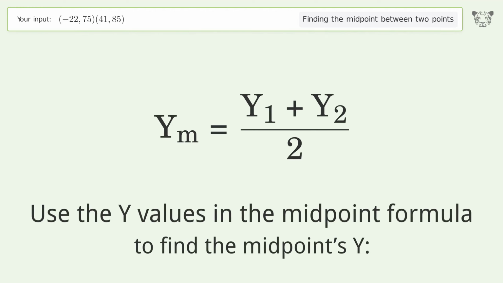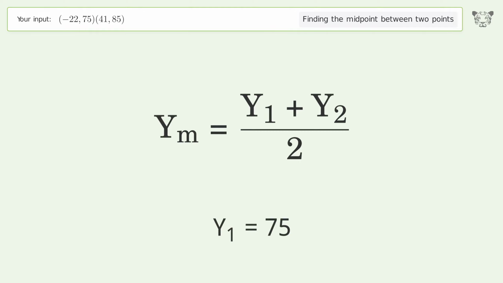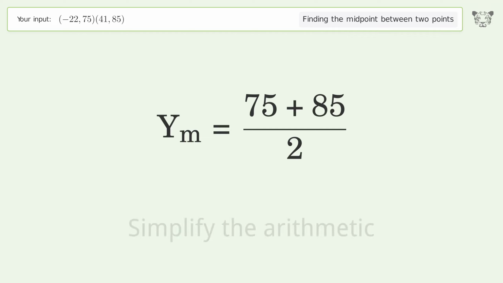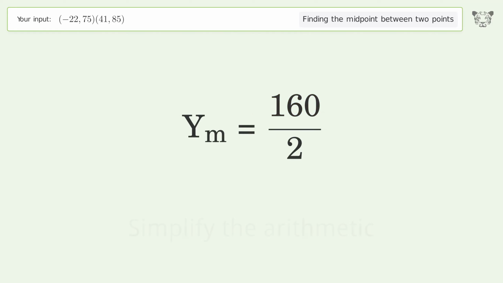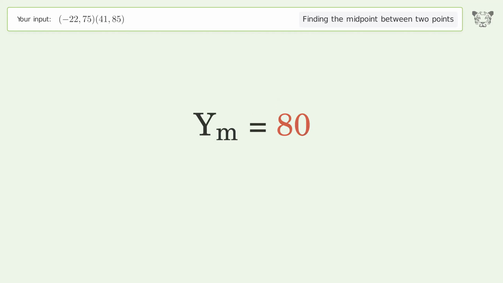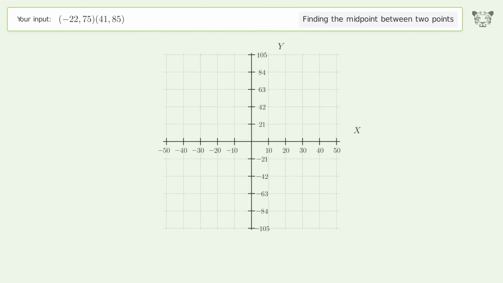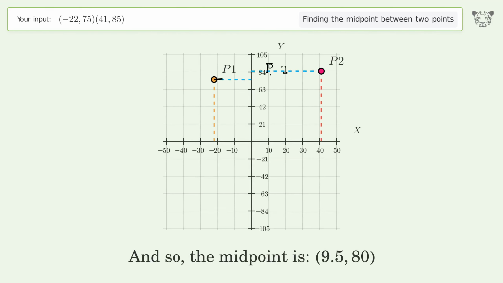Use the y values in the midpoint formula to find the midpoint's y. y1 equals 75. y2 equals 85. Simplify the arithmetic. And so, the midpoint is 9.580.